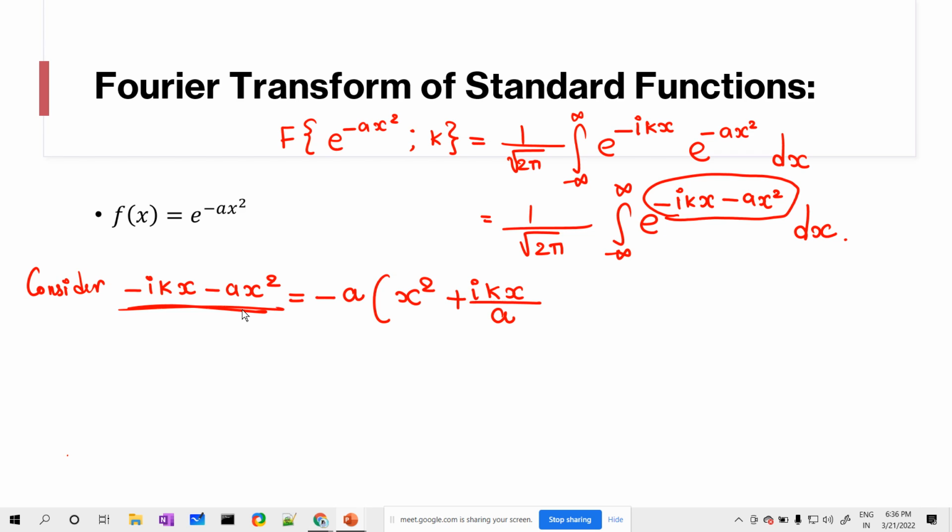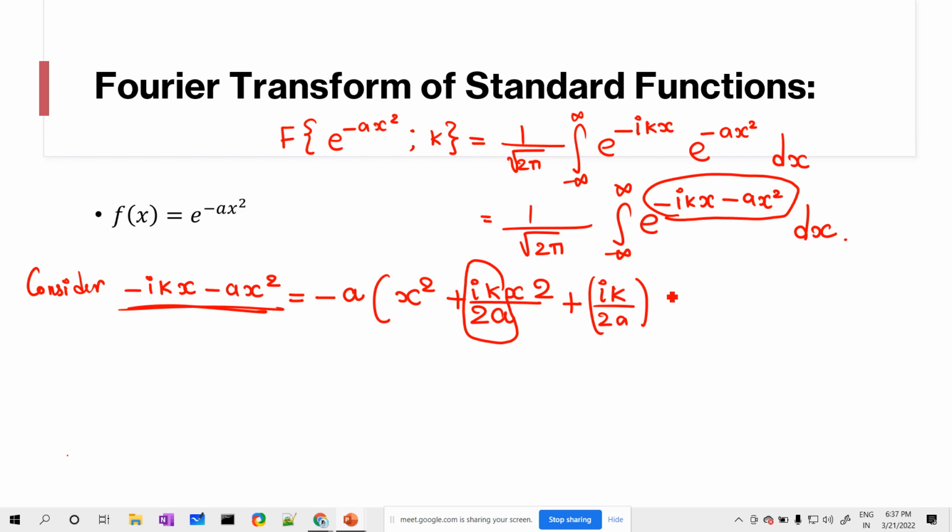So over here I have x square plus something like ikx by a. I'm trying to make the formula of a plus b whole square, which is a square plus 2ab plus b square. So I want 2ab, so I multiply by 2 and divide by 2. I want b square, so what is my b actually? My b is this much part. So I add b square.